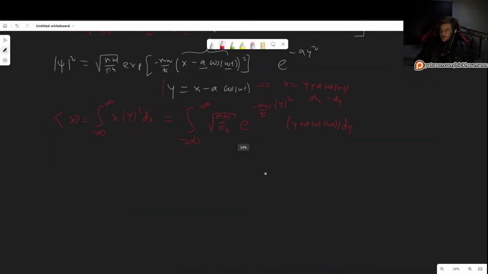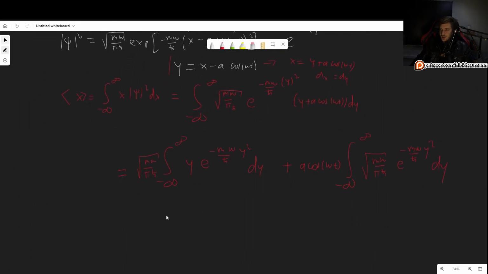So instead of x, we have y plus a cosine of omega t, dy. Let's calculate this. Here we have two integrals. We can pull the constants out to the front. The first one is the integral from minus infinity to infinity of y times the square root of m omega over pi h bar times e to the minus m omega over h bar y squared dy, plus, pulling cosine of omega t to the front, the integral from minus infinity to infinity of the square root of m omega over pi h bar times e to the minus m omega over h bar y squared dy. These are the two integrals we have to solve, but this is going to be much simpler than one might think.